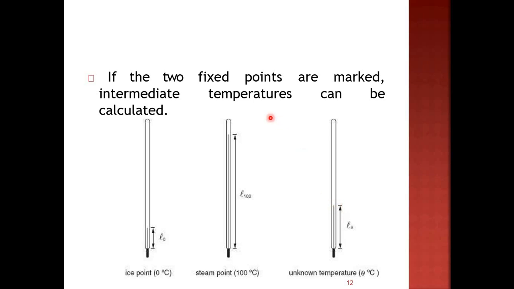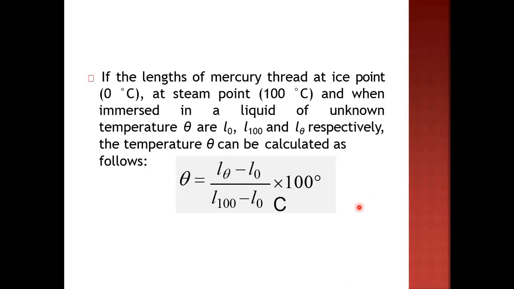Let's say you haven't done the freezing point and the steam point, but you want to use the thermometer immediately. You can still find the temperature of the object. Let me explain. The length of the mercury thread at the ice point is 0 degrees Celsius, at the steam point is 100 degrees Celsius, and then you immerse it in a liquid of unknown temperature. This is your object, the liquid.